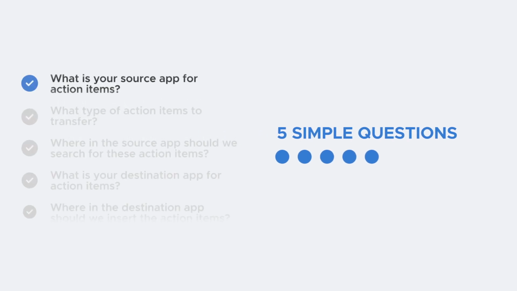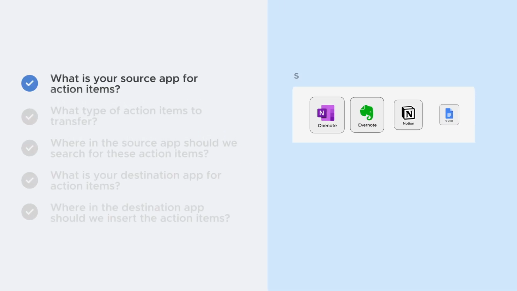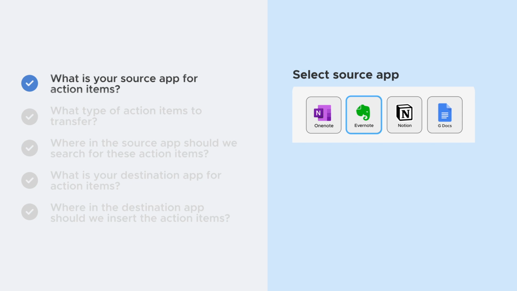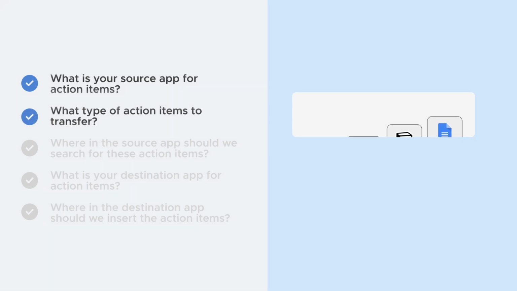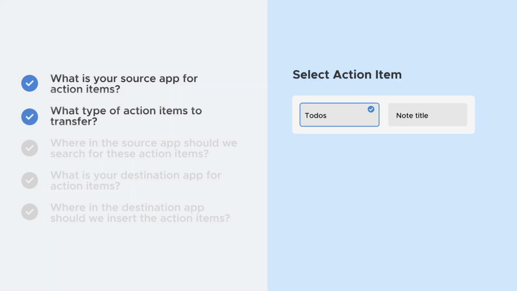1. What is your source app for action items? Click to select and authorize your app. 2. What action items do you want to transfer? Typically to-do list items or note titles.